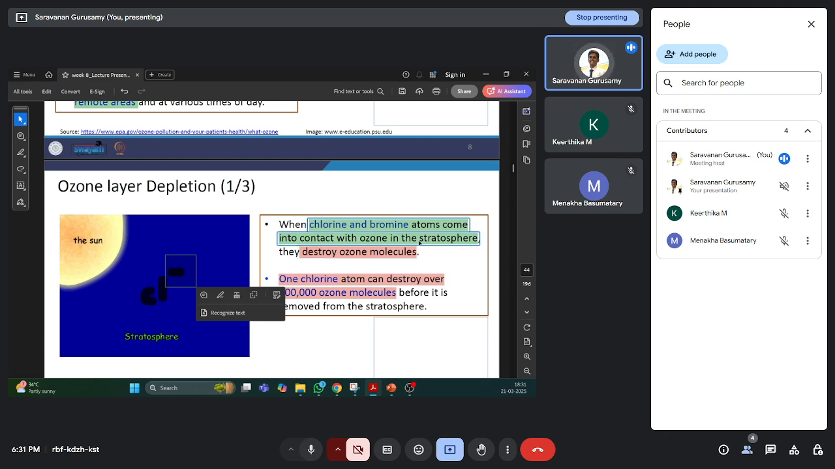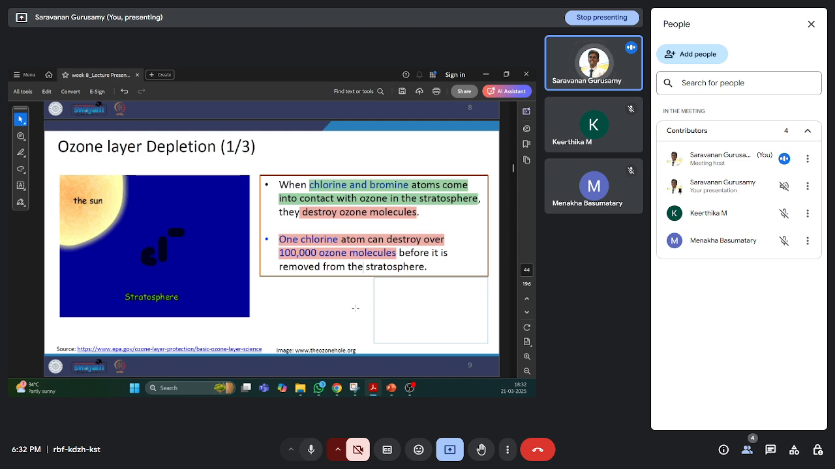We are emitting at the troposphere only, but it will reach the stratosphere by proper dispersion and destroy the ozone molecule. Because chlorine, when it reacts with the oxygen, has a destruction mechanism. So ozone will be broken down into O and O2. One chlorine atom can destroy around 1 lakh ozone molecules. Think about the huge impact of one chlorine atom. It has a longer lifetime, and it will stay in the stratosphere and destroy 1 lakh ozone molecules.